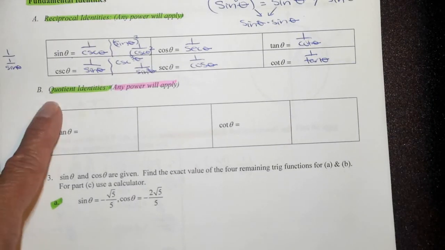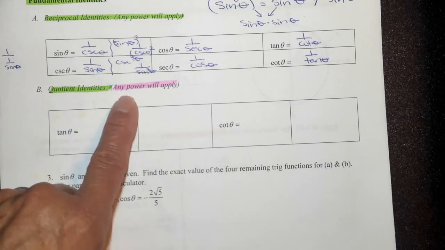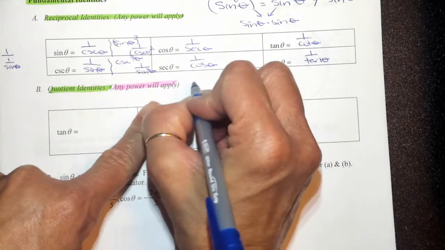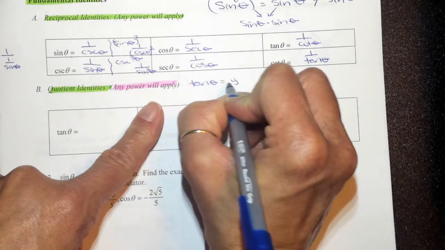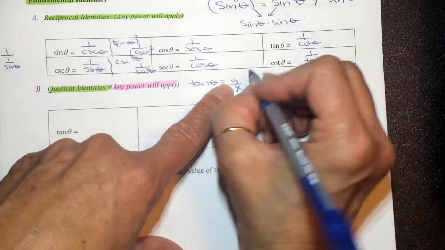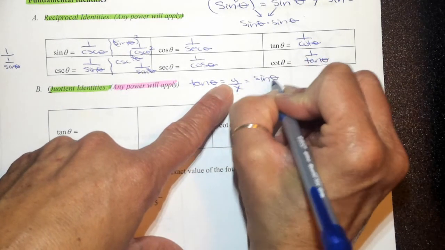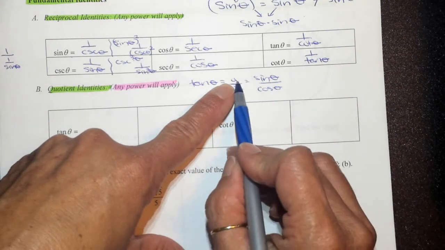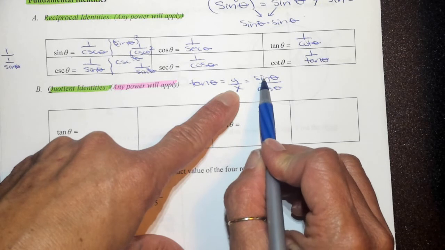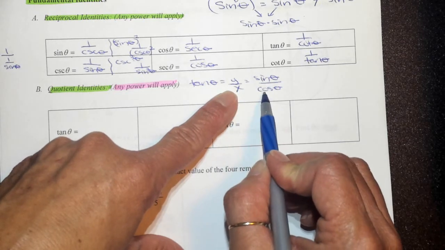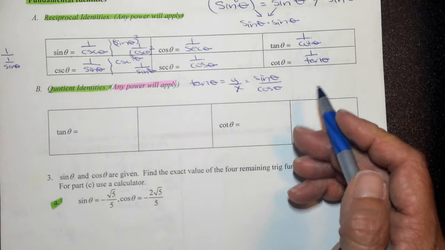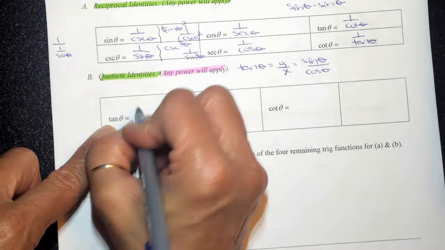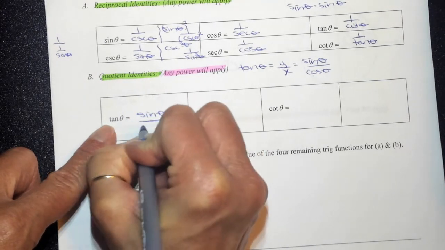Okay, then we have quotient identities, which any power also applies here. And something that you need to think about, this comes from our unit circle, is that the tangent of theta is the same thing as y over x. And remember, y represented our sine, okay, and x was our cosine. So remember, y is your opposite over hypotenuse, and x is adjacent over hypotenuse. Okay, so now we're using trig functions instead of letters. So when I write this right here, the tangent is going to be the same thing as the sine of theta over the cosine of theta.